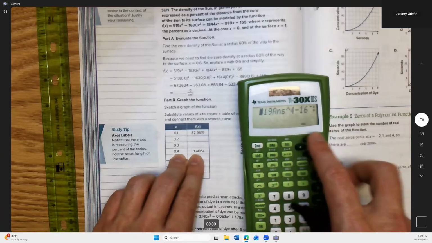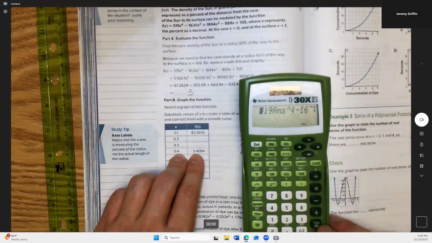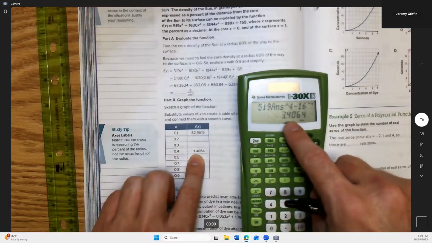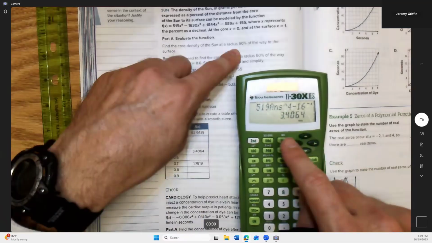Now scroll up twice, and the calculator will automatically plug in that 0.4 everywhere it says answer, and I should get 3.4 if it does it right. Yeah, look at that. It matches exactly. It's the same thing. Okay? Now the question here was what about 60%?